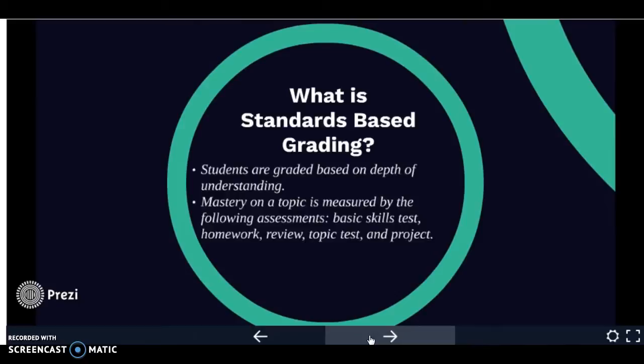Standards-based grading focuses on the depth of each student's understanding of the content. This is measured through many different assessments throughout the course of a topic. This includes, but is not limited to, basic skills tests, homework, reviews, topic tests, and projects.